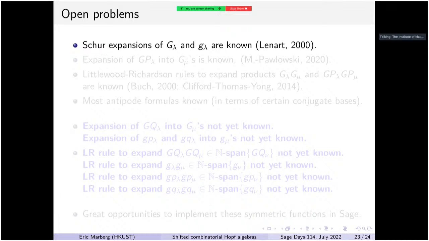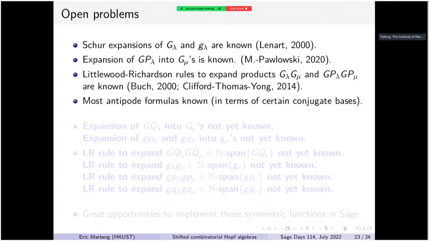Okay, so let me just conclude then with some open problems, or what's known and what's not known about this whole discussion. So one thing, from 20 years ago, we already knew the Schur expansion of G lambda and lowercase g lambda. And we also now know, I can tell you explicitly how to decompose GP lambda into stable Grothendiecks. And then there are explicit Littlewood-Richardson rules that tell you how to expand these products in the relevant basis. For the capital G's it is due to Buch, and then Clifford, Thomas, and Yong have something that deals with the GPs.